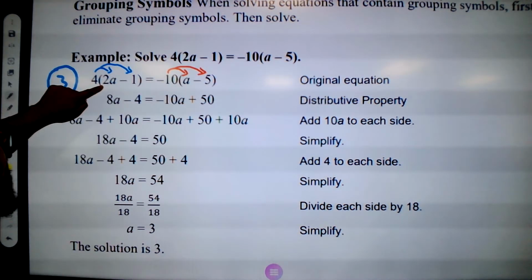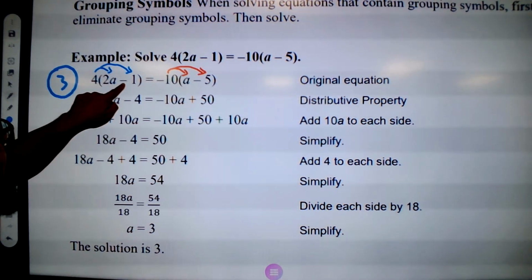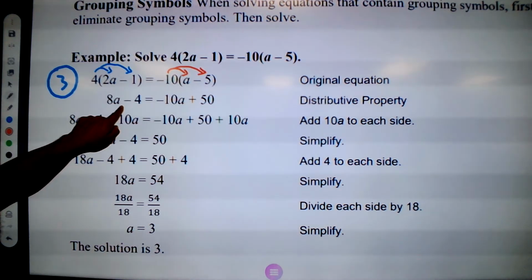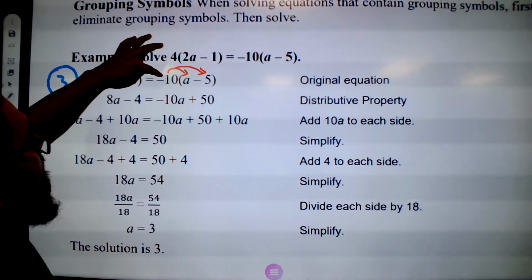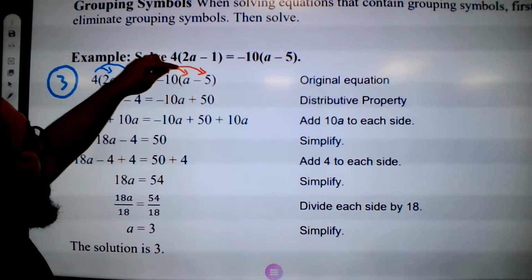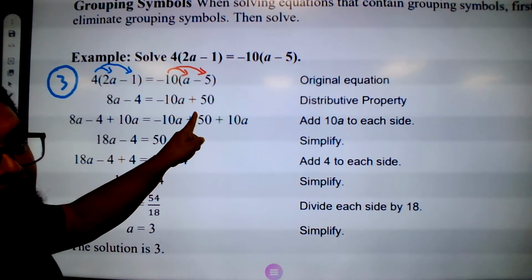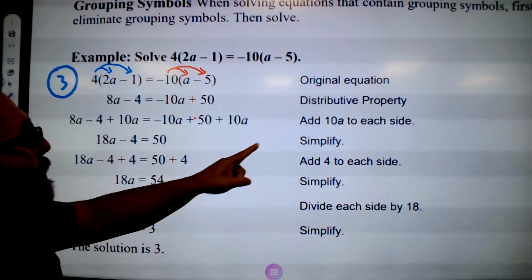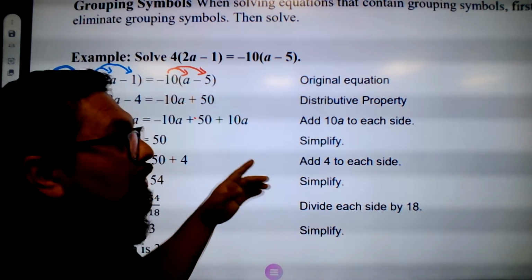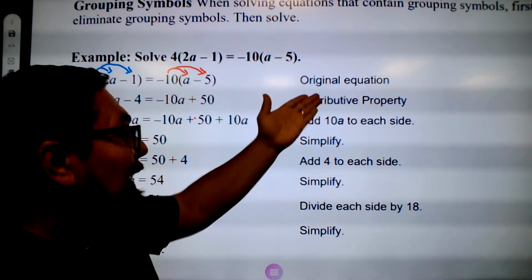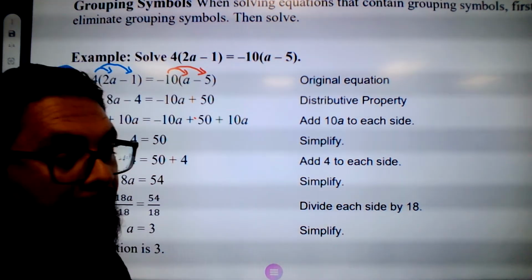So 4 times 2a is 8a. And then 4 times negative 1 is negative 4. It's minus 4, but it's a negative. And then negative 10 times a is negative 10a, and then negative times a negative is a positive right here. And we used the distributive property. This is your rationale on why you are doing what you are doing. I might ask you to do this, so make sure you're doing this, okay?